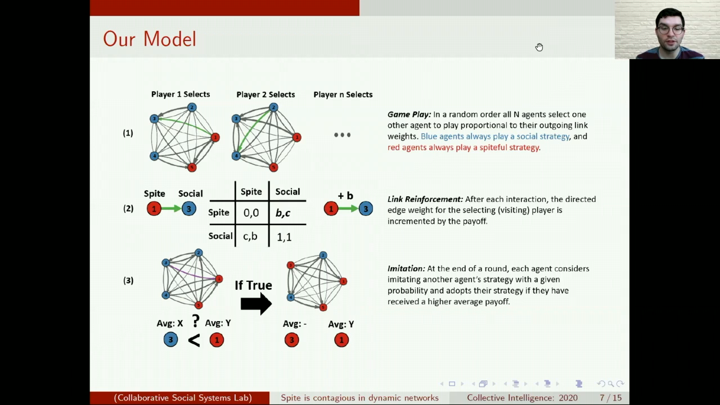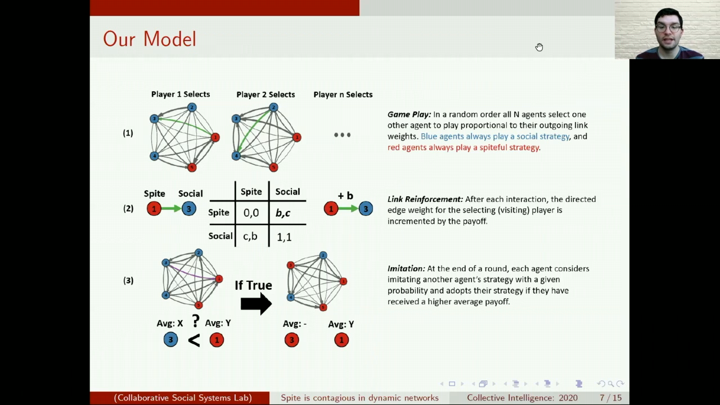Agent 1 is a spiteful agent, and Agent 3 is a social agent. That means Agent 1 will receive a payoff of B, and Agent 3 will receive a payoff of C. After they've received these payoffs, Agent 1 will add the payoff of B that they received to their link weight going from themselves to Agent 3.